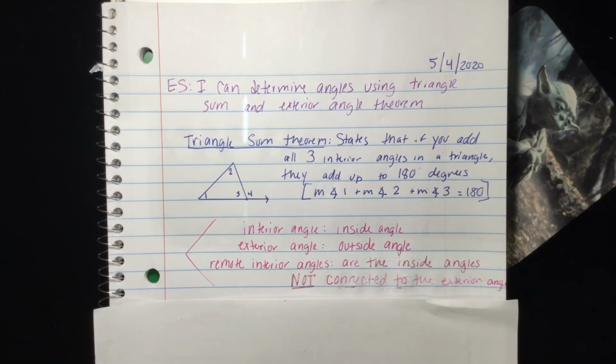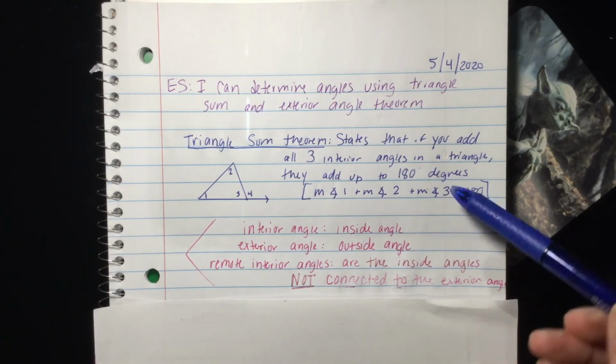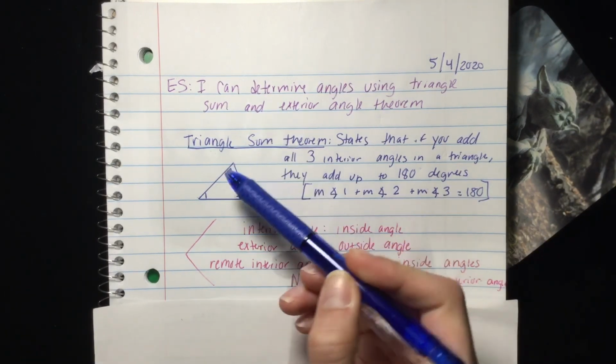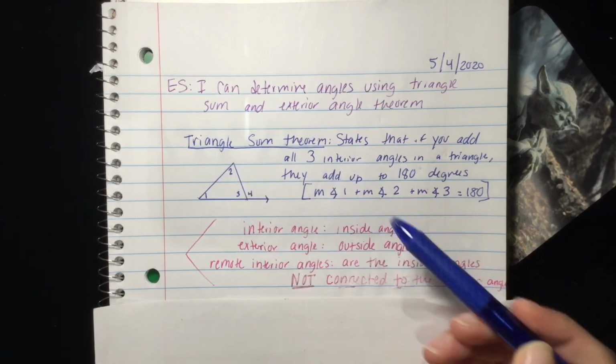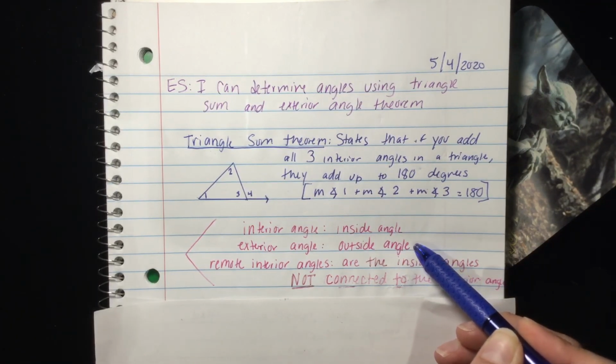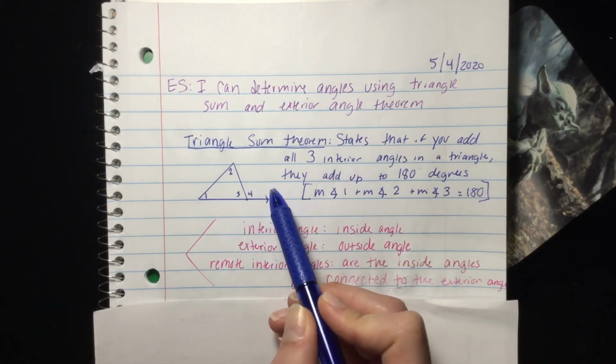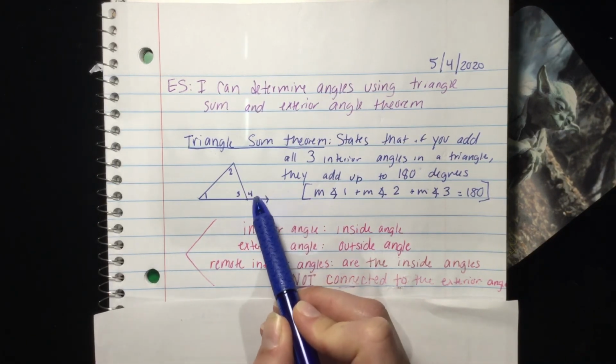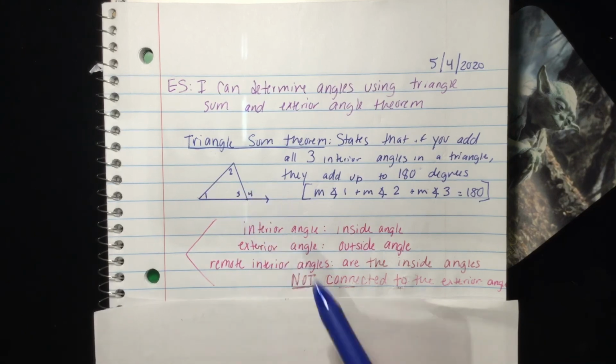Okay. And before we get on to the other theorem, I want to talk about three side definitions that we should know. All right, so interior angle, that's the inside angle. So we talked about interior angles being on the inside. Then we have the exterior angle. So that's the angle that's on the outside of the triangle. Okay, so this exterior angle would be angle 4.